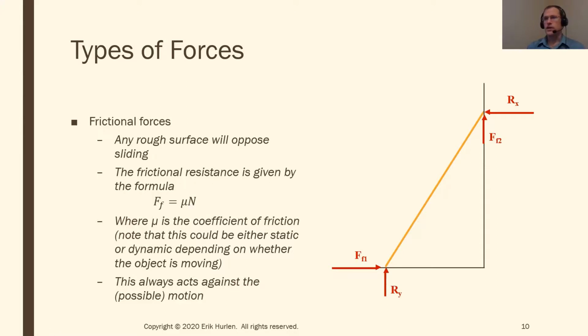If you've ever tried to slide something along the ground, if it's not moving, it takes a lot of effort to get it to move. Once it's moving, it actually takes less effort. The amount of pull you have to provide is less once it's moving. So the kinetic value of the coefficient of friction is generally about 20% less than the static value.